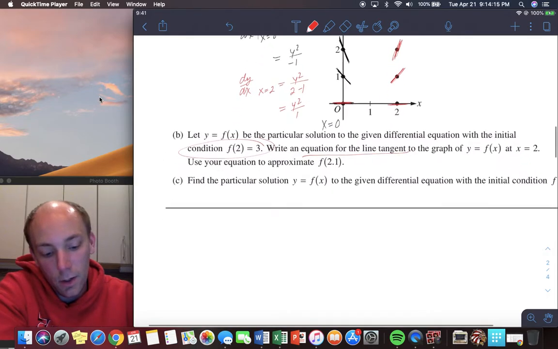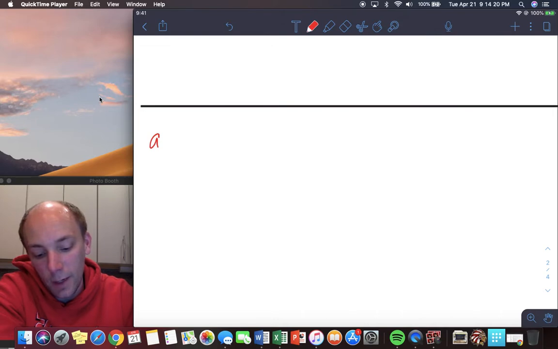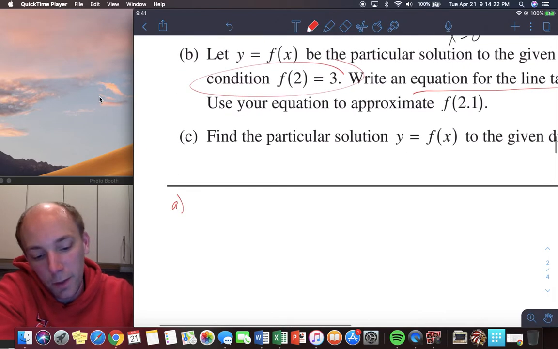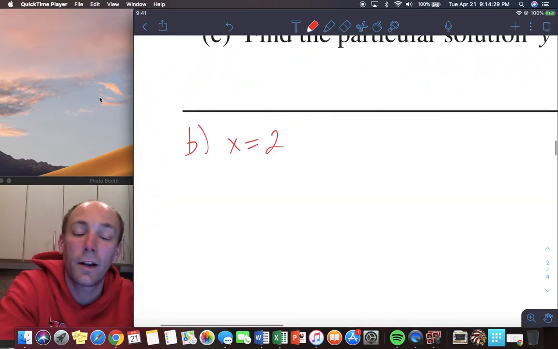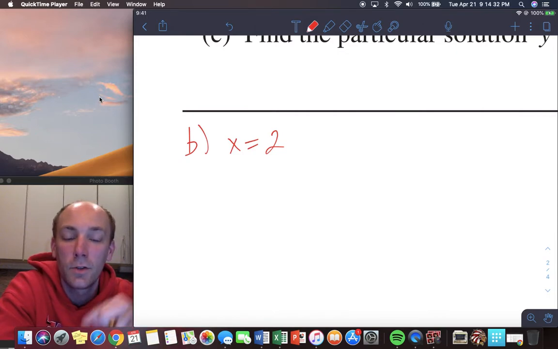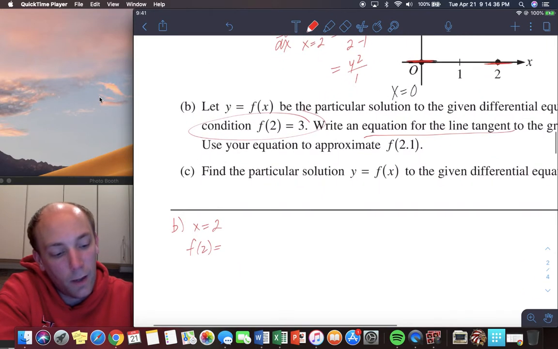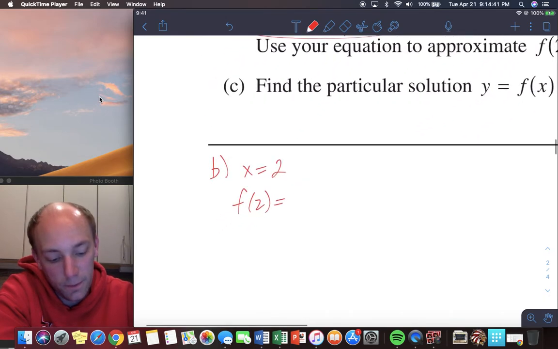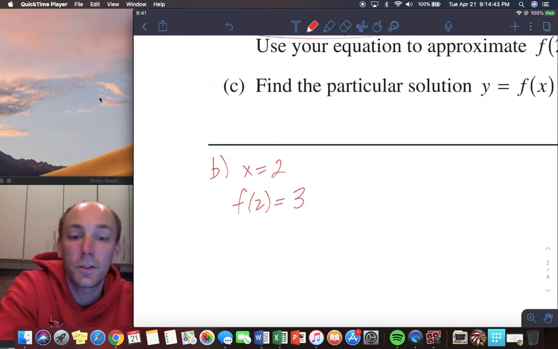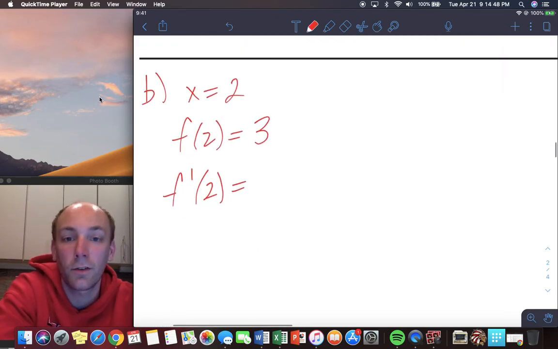So for the equation of a tangent line, I need a point and I need a slope. This is part B, isn't it? And it says at x equals 2. So for x equals 2, I have an x coordinate. I need a y coordinate. So for the y coordinate, I'm going to plug 2 into f. And because y equals f, f of 2 is equal to 3. I also need to find the derivative at 2, to find the slope of the tangent line.